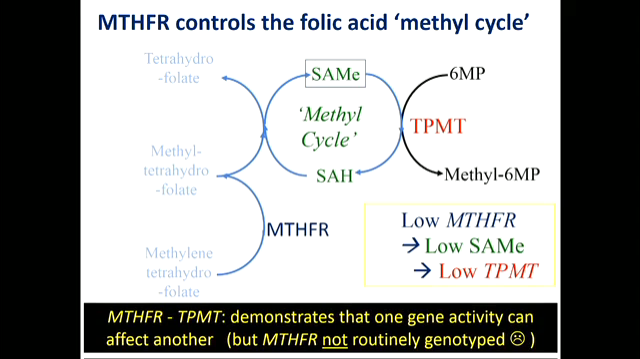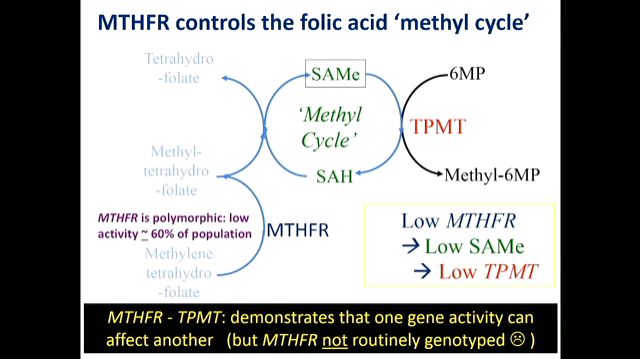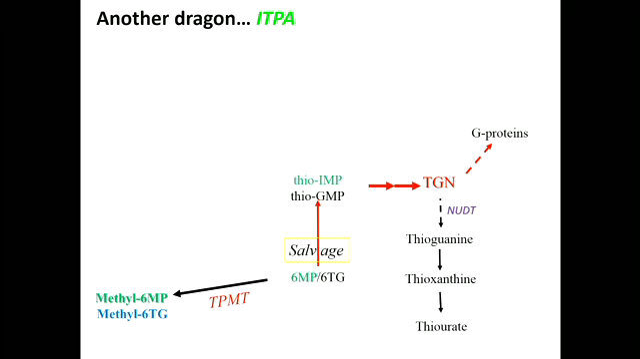Is that a problem? Yes, it is. It shows how one gene affects another, but it's not routinely genotyped at the moment. We're still discovering about this. The problem is the dragon here is that MTHFR is polymorphic and it has a low activity allele in about 60% of the population. Another dragon, a polymorphism dragon that affects our response to thiopurines is called ITPA.